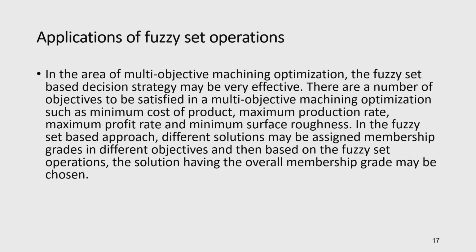There are a number of objectives to be satisfied in a multi-objective machining optimization, such as minimum cost of product, maximum production rate, maximum profit rate, and minimum surface roughness. In the fuzzy set based approach, different solutions may be assigned membership grades in different objectives, and then based on the fuzzy set operations, the solution having the overall membership grade may be chosen.